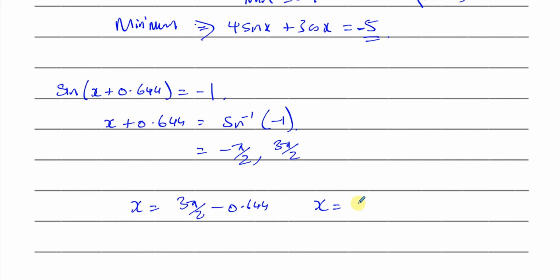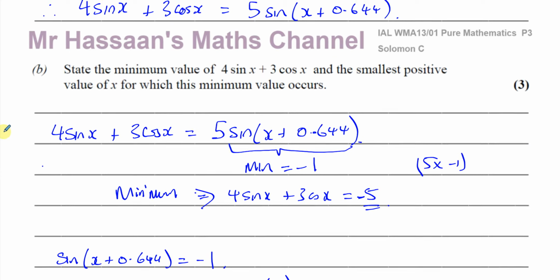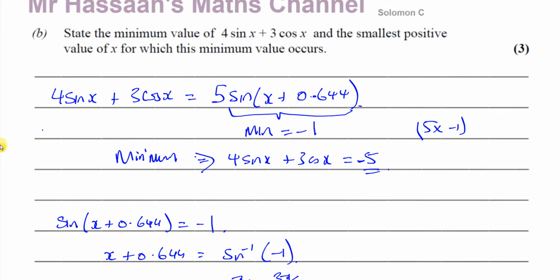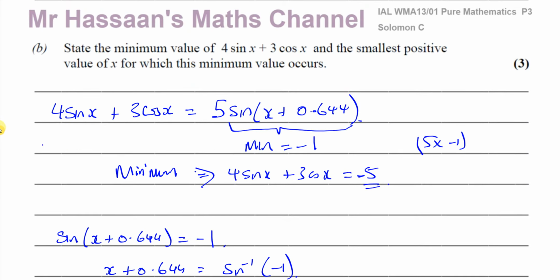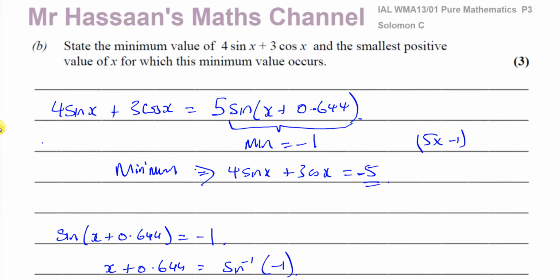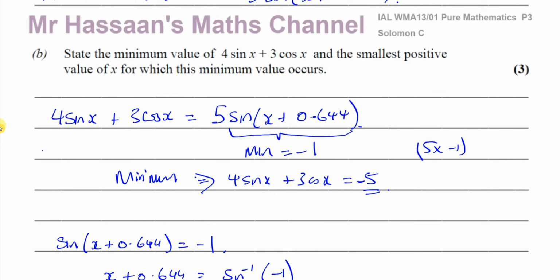4.0688. Now let's round that to how we have to round it. Okay, they didn't mention anything, so I'm going to put 3SF. So that's going to be 4.07. That is the smallest positive value of x where this will reach its minimum value. Okay, so there's the answer to part B.